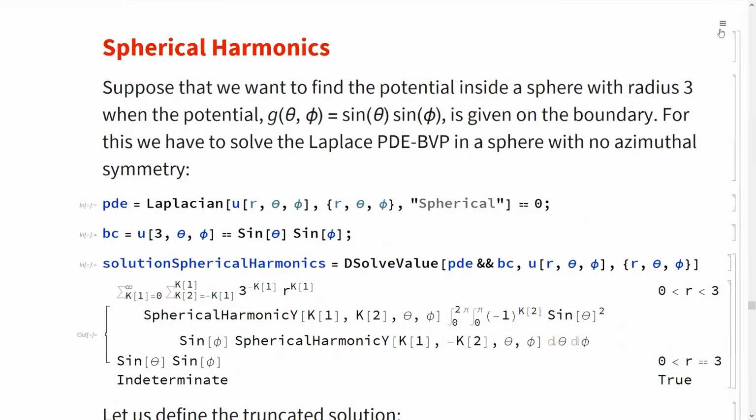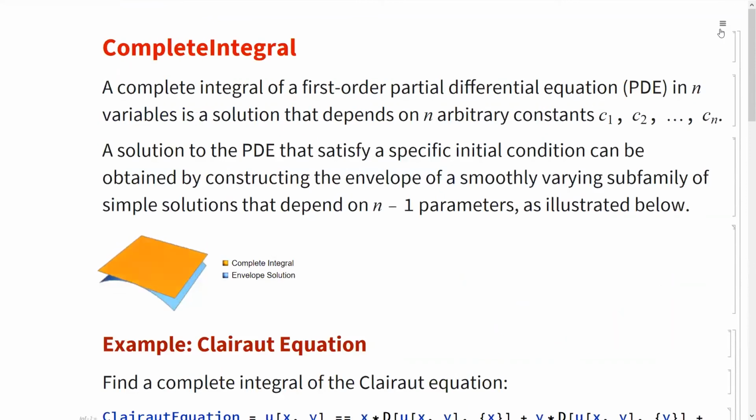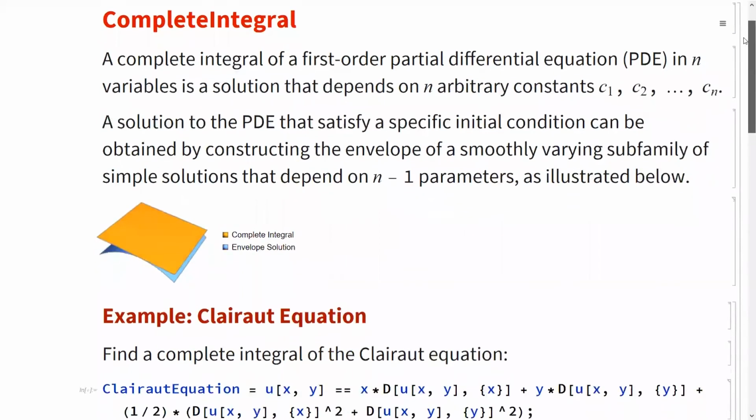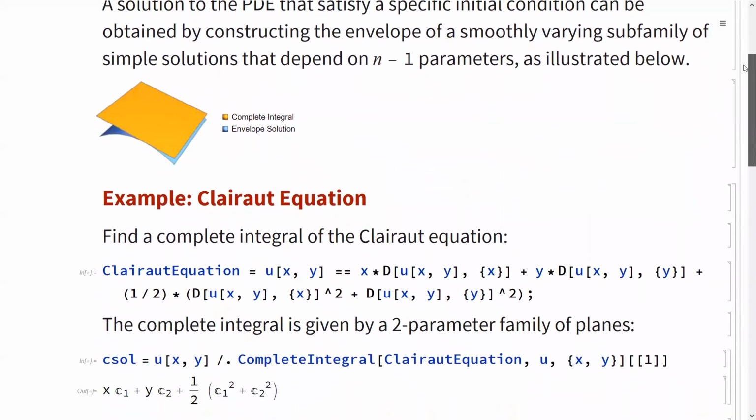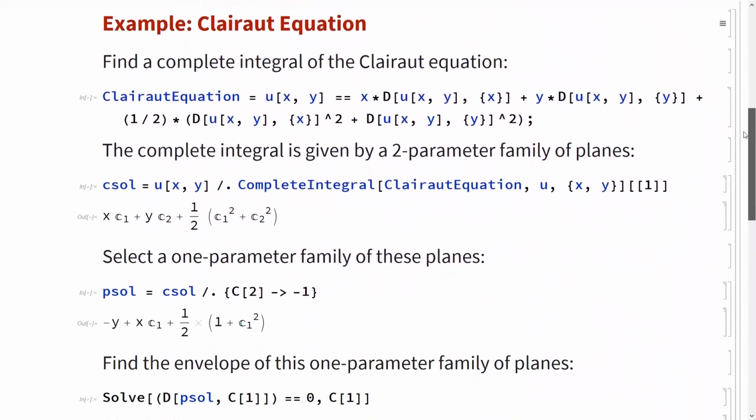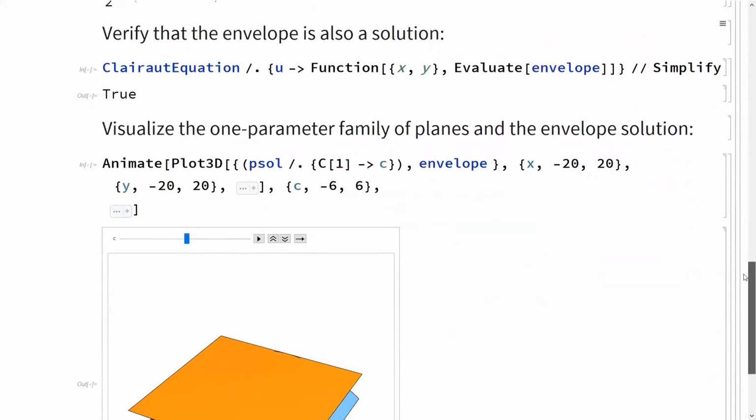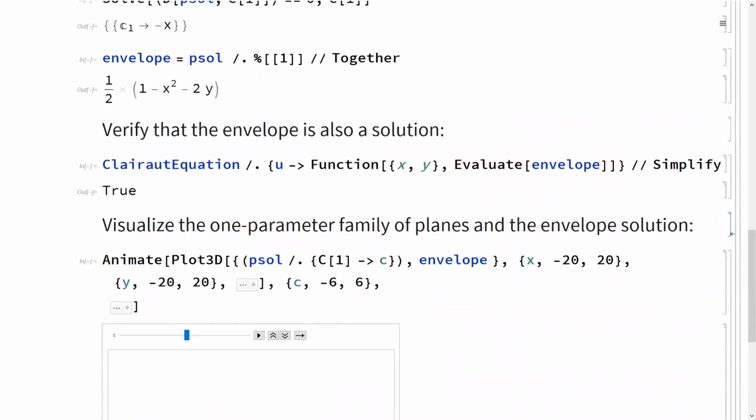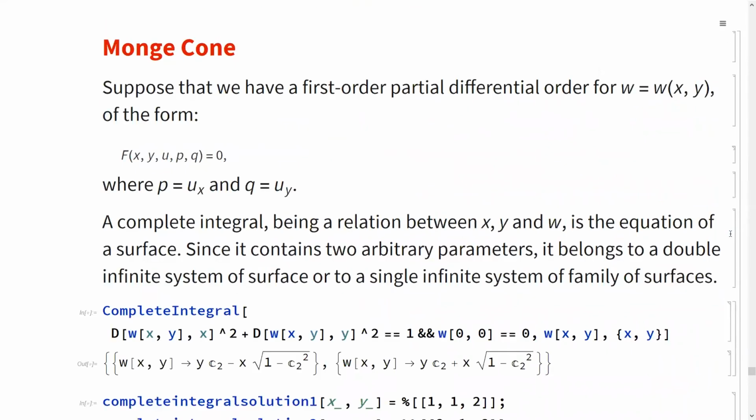Okay, I will skip this, and I want to talk about the complete integral. As Devendra already mentioned, we have a new function now, the complete integral. The complete integral of a first-order partial differential equation in n variables is a solution that depends on n arbitrary constants. I will also skip this envelope example, and I want to show you an example that has the Monge cone.